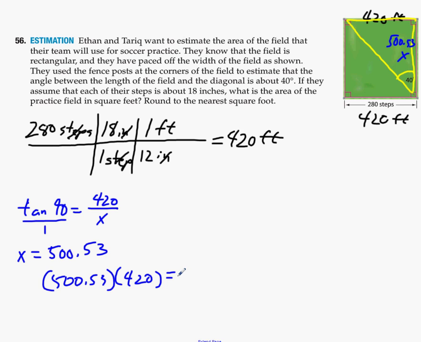Let's see, what is the area in square feet? So feet times feet is going to get me feet squared. 210,222.6, or rounded to the nearest foot, that's going to get me 232,223 feet squared.